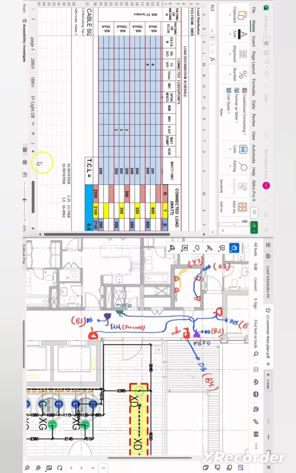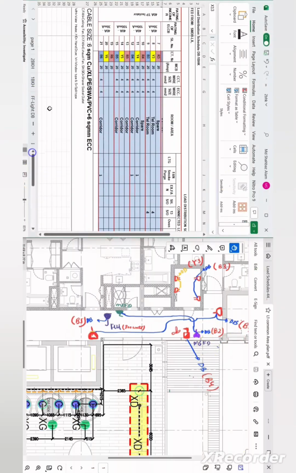Okay, now let us move to the R3 circuit. R3 is a spare, and Y3 is 4 single sockets in the telephone room. So I wrote here Y3 in the telephone room and has 4 single sockets. In the same way, B3 in the telephone room and has 4 single sockets.